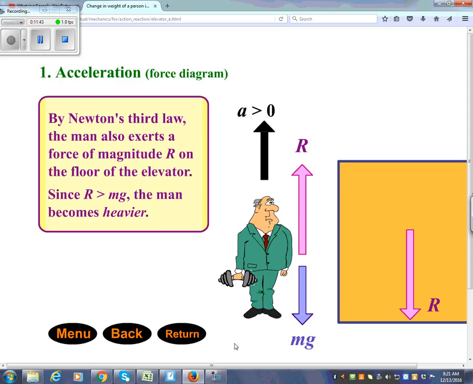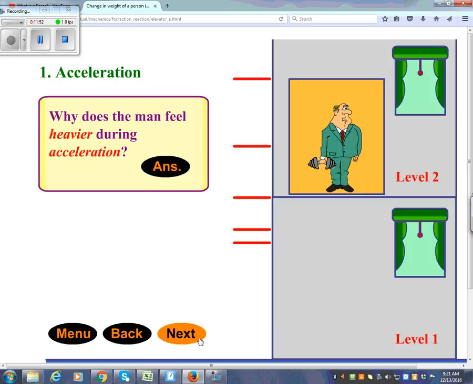By Newton's third law, the man also exerts a force of magnitude R on the floor of the elevator. And since R is greater than mg, the man becomes heavier. Does he become more massive? He does not.